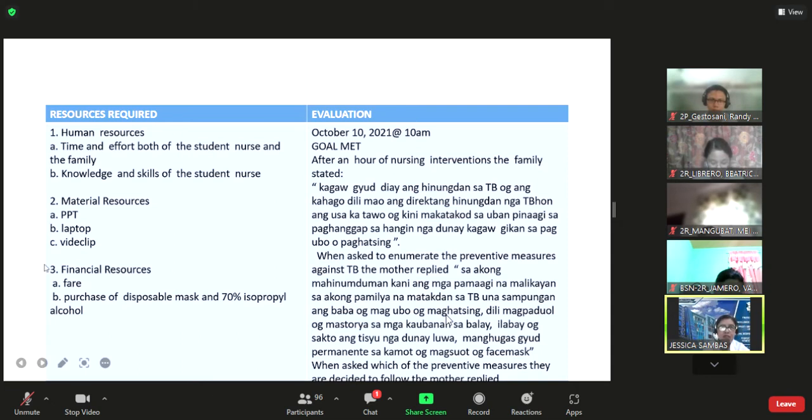In the evaluation, what is required is the same as your individual NCP. You need to write the date and the time as well. Okay? Then you have your general conclusion. Goal met? Partially met? Not met? For example, this one, goal met.